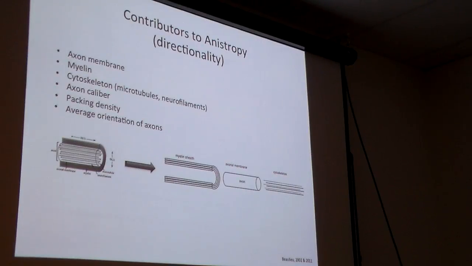Now, I just want to mention, I'll try and say it briefly, that there's lots of different things that can contribute to the measurement of fractional anisotropy. The axon membrane, the myelin, like I said, the cytoskeleton does as well. There's also things like the axon caliber. Is it a broad axon or one of the very narrow axons? The packing density. Are all the axons bundled very closely together, or is there a lot of space in between them? And the average orientation of the axons that I'll show you in a second.